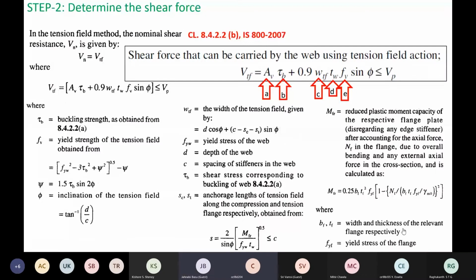After this, in step 2, we have to determine the shear force, where in the tension field method, the nominal shear resistance Vn is given by Vn equals Vtf. It is given in clause 8.4.2.2b in IS 800-2007. So Vtf is given by this formula, you can see, where Av, tau b and all these values are already mentioned in the code. So now we have to calculate Vtf. First, for that, we have to calculate all the values which are required for this calculation.